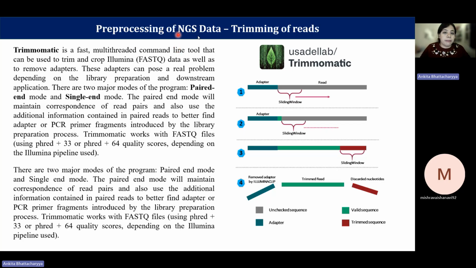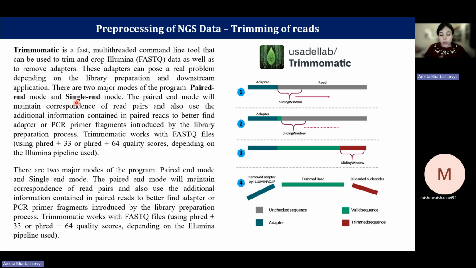So the paired end mode will maintain the correspondence of read pairs and also use the additional information which is contained in the paired reads to better find adapter or PCR primer fragments introduced by the library preparation process. What do we mean by that? Having the paired end mode, or using the paired end mode, when can you use it? When your data is actually paired end sequencing data.